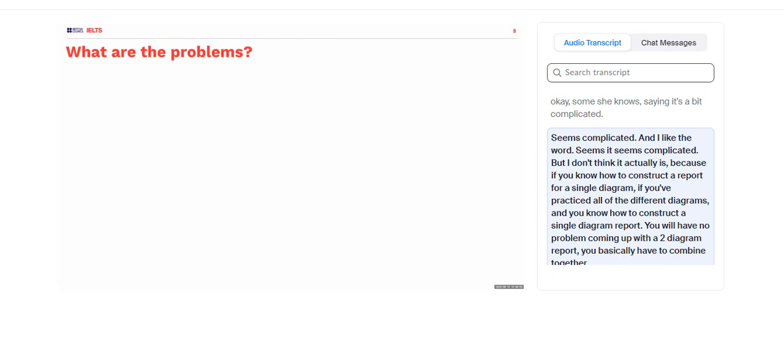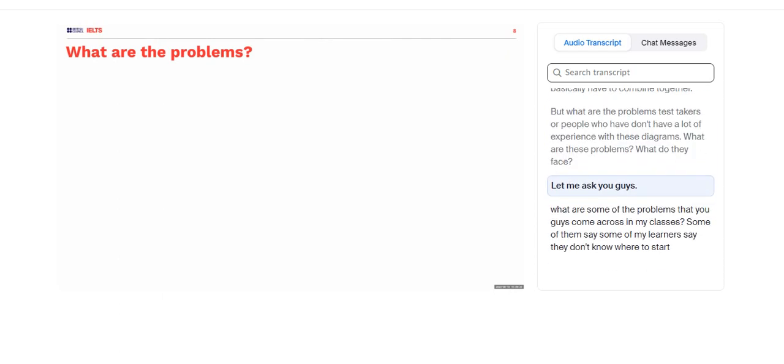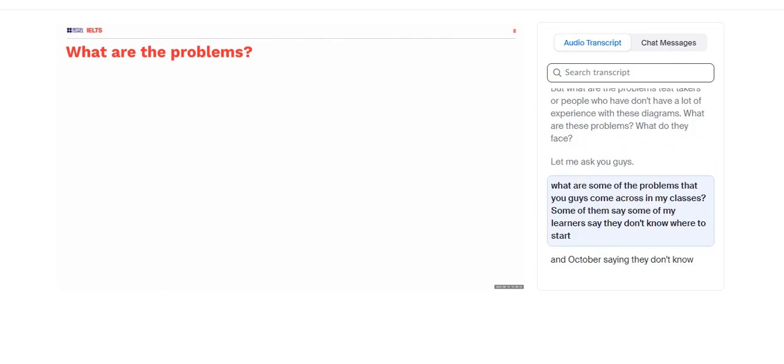Because if you know how to construct a report for a single diagram, if you've practiced all of the different diagrams and you know how to construct a single diagram report, you will have no problem coming up with a 2-diagram report. You basically have to combine them together. But what are the problems test takers face, or people who don't have a lot of experience with these diagrams? What are these problems? What do they face? Let me ask you guys, what are some of the problems that you guys come across?